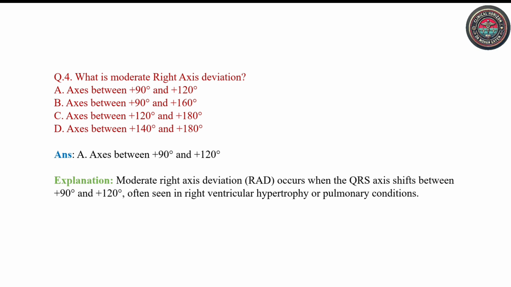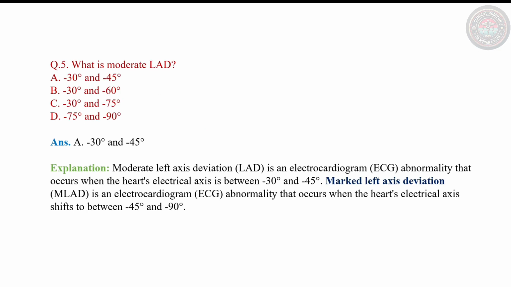What is moderate left axis deviation? The correct answer is an axis between minus 30 degrees and minus 45 degrees. Moderate left axis deviation is often seen in conditions such as left anterior fascicular block, hypertension, or early left ventricular hypertrophy. If the deviation extends beyond minus 45 degrees, it is referred to as marked left axis deviation, which may indicate more significant cardiac abnormalities.